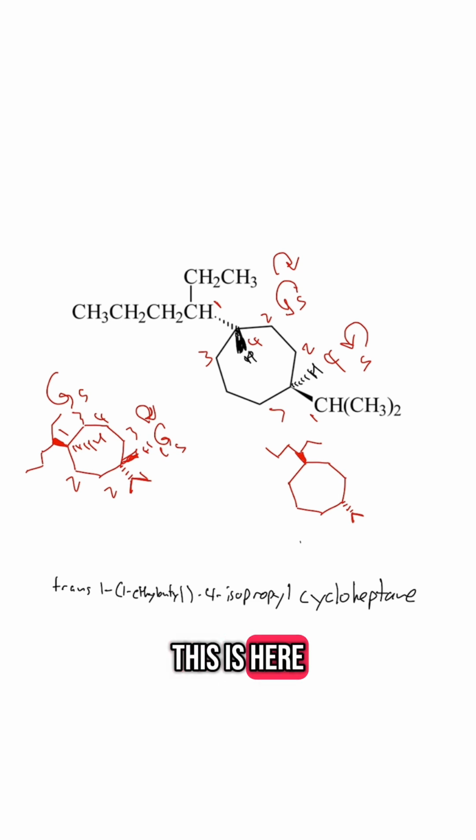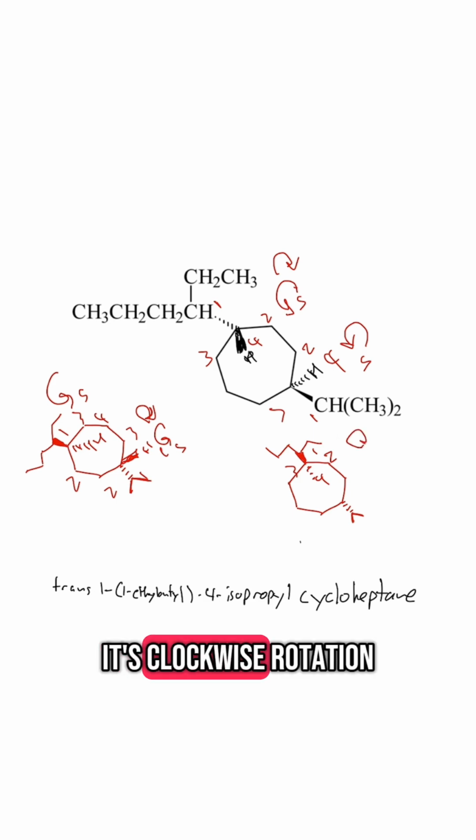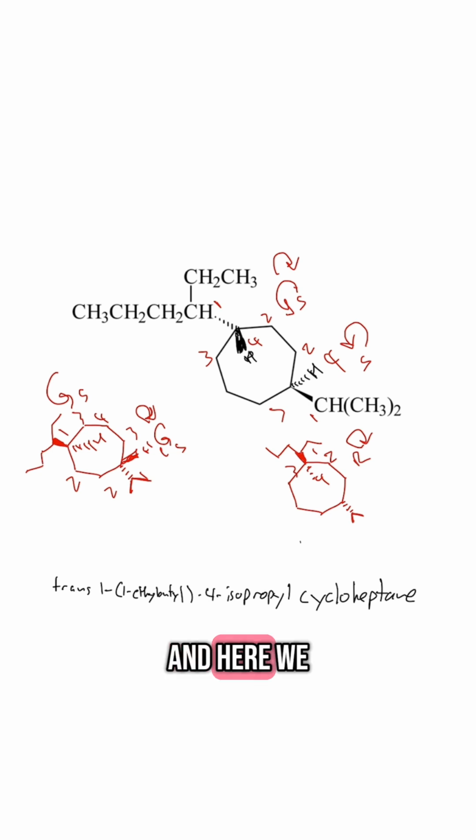Here we have 1, 2, 3, and then 4. It's clockwise rotation, so it's R. And here we have our H. We have 1, 2, 3, and 4. We have counterclockwise, but we have to reverse this, so really it's clockwise. So this is R as well. So this one is RR, and this one is SS. So they're enantiomers of each other.